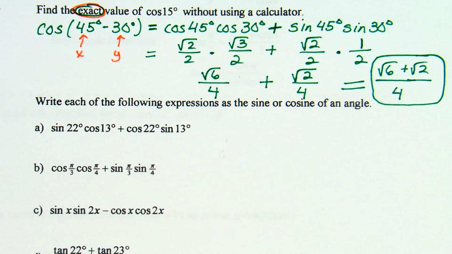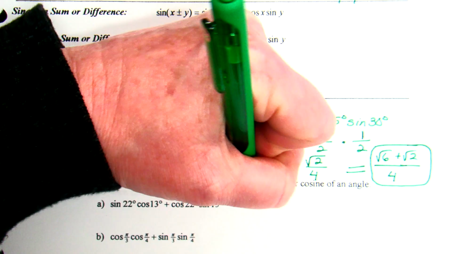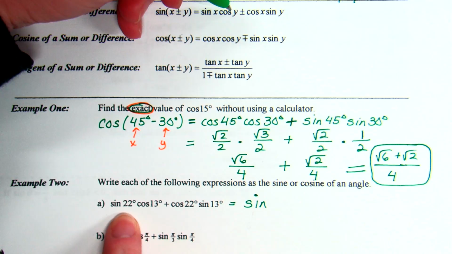So as you look at sine of 22 degrees, cosine of 13 degrees, plus cosine 22 degrees, sine of 13 degrees, don't grab a calculator. I don't want a calculator. Start comparing that to our identities up above. What do you notice? It's similar to the sine identity, isn't it? Okay, so right there, notice it's a sine, cosine, cosine, sine, isn't it? So right there, what I know is this is going to be sine of some number.